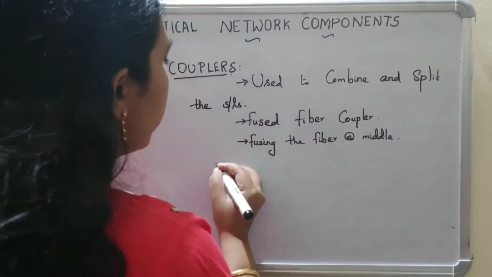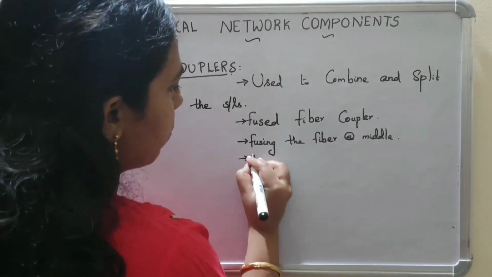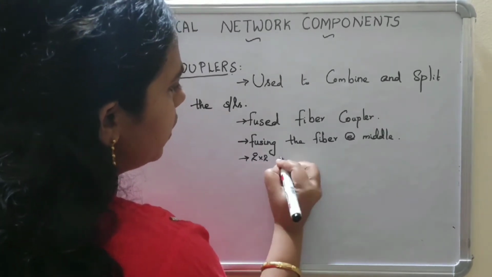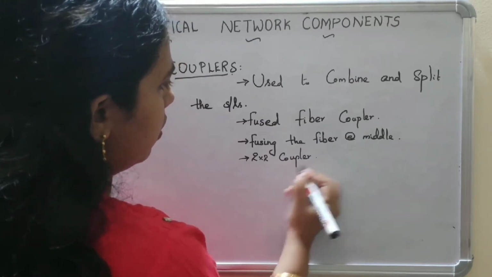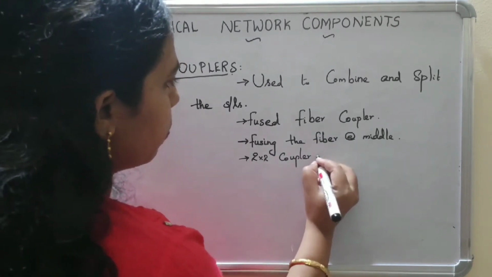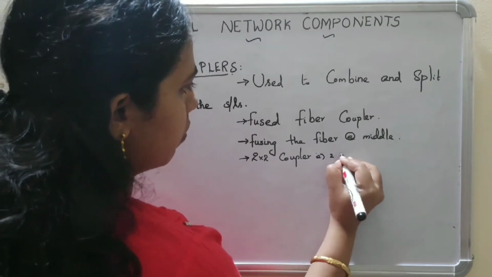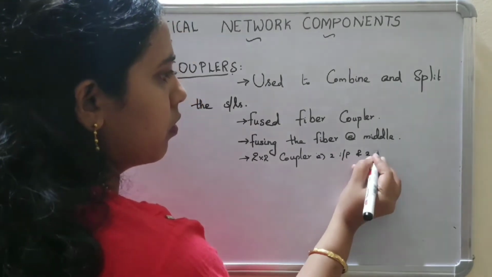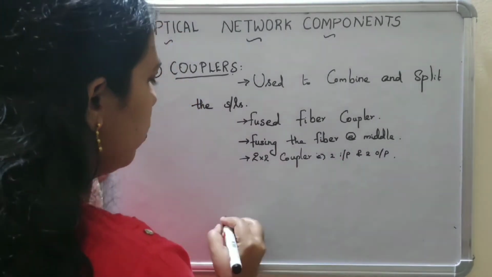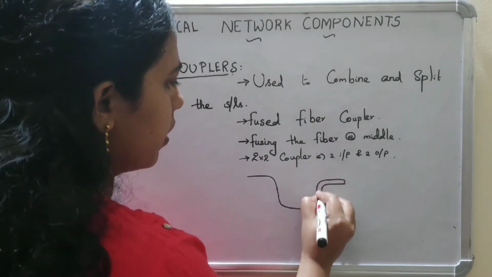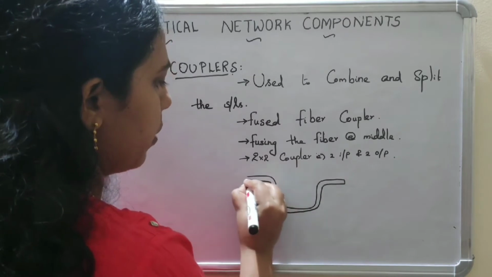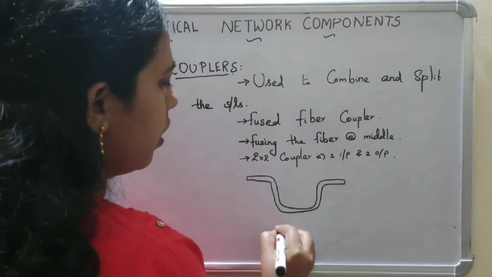Okay. Next one is a 2x2 coupler, which means 2 input and 2 output ports are there. That is 2 input and 2 output ports. Here 2x2 coupler means here 2 inputs, and fiber is also 2.